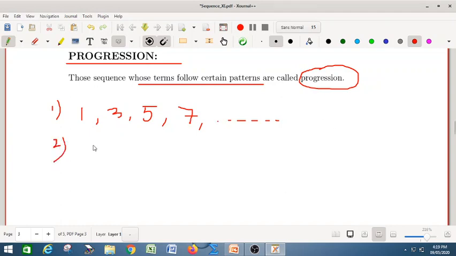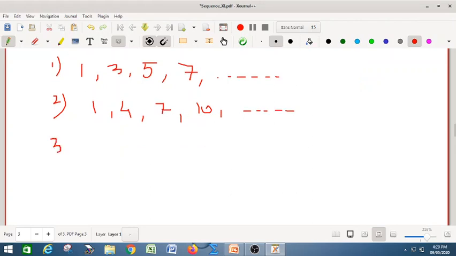Another pattern. So what is the pattern here? If you add 3 to the previous term, you will get the next term, and so on. 4 plus 3 is 7, 7 plus 3 is 10. So this is the pattern. Let us give you another pattern. Can you verify the pattern? Yes. 1, 2 square, 2 cube, 2 to the power 4. So this is another pattern.